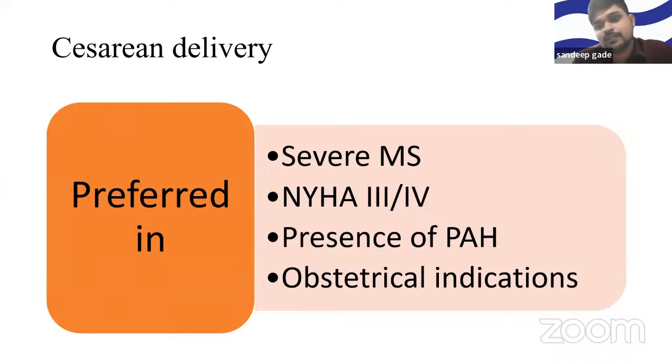So, cesarean delivery is preferred in patients with severe mitral stenosis, in patients belonging to NYHA functional class 3 or 4, when there is pulmonary artery hypertension, and for obstetrical indications.